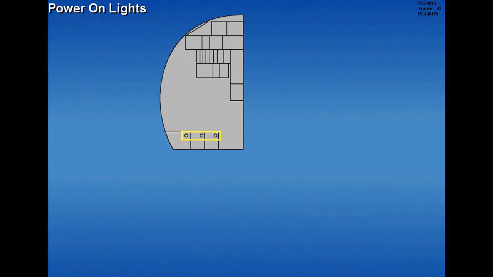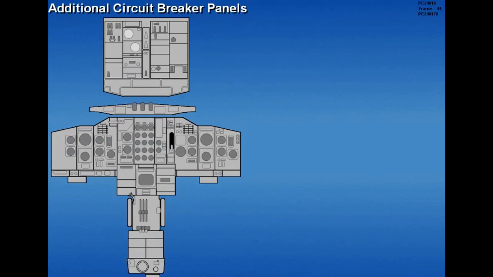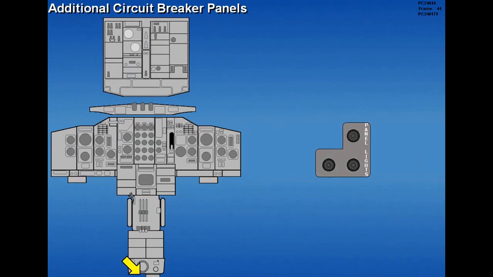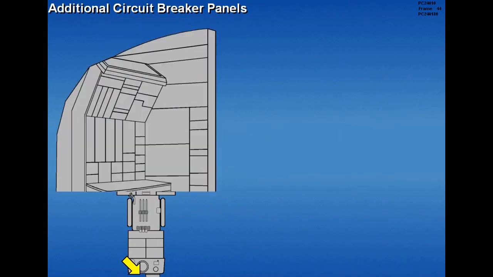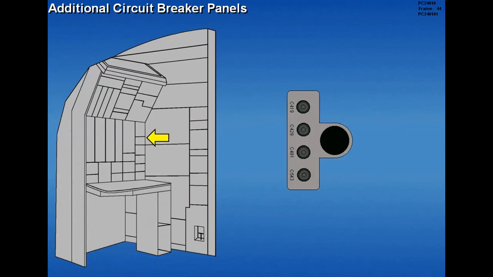The 3 power-on lights indicate the power status of the respective main AC bus. The lights illuminate when the buses are powered. Additional circuit breaker panels are located below the captain's and first officer's instrument panels, on the aft end of the pedestal, above the second officer's upper panel, and behind the second officer's lower panel.